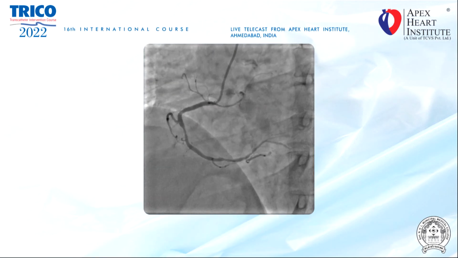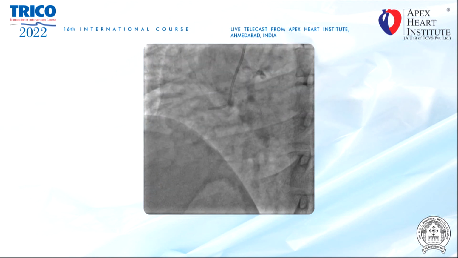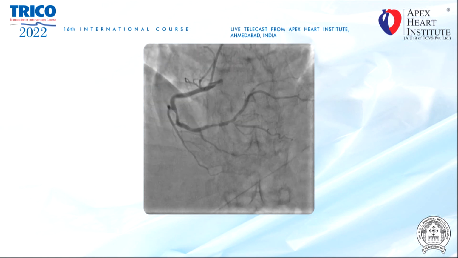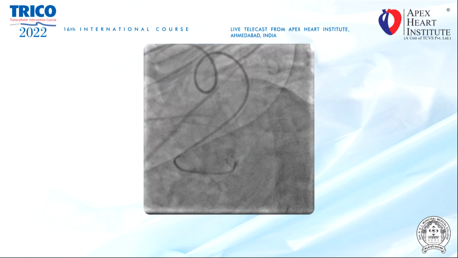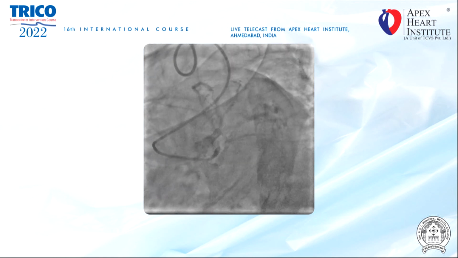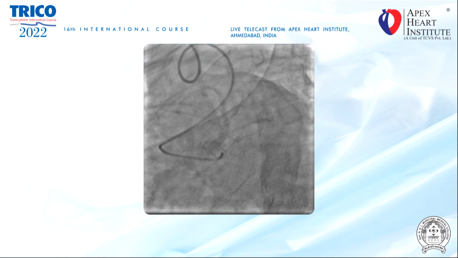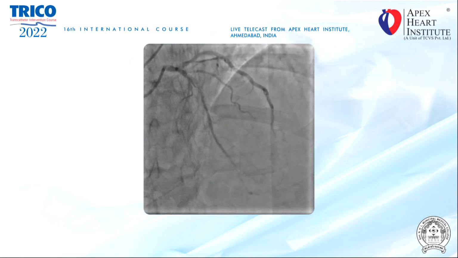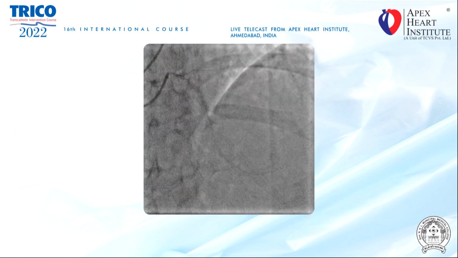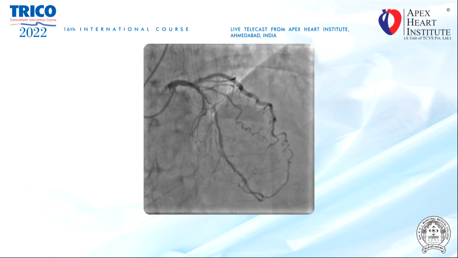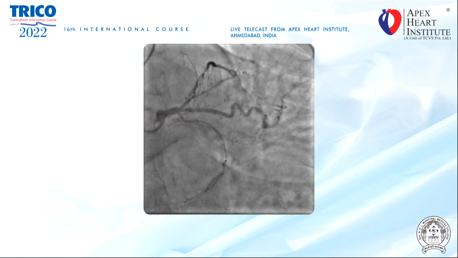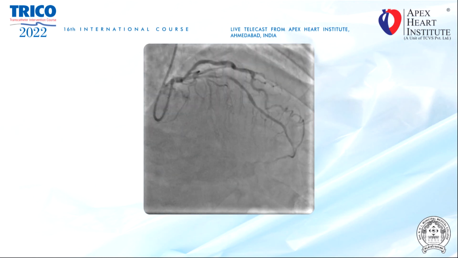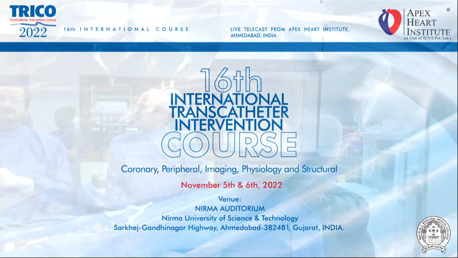Coming to the angio films, this is the RCA with insignificant lesions in proximal and distal segments. And we are going to work through this tortuous loop and accessing through the right radial. This is the calcified LAD. Over to the cath lab.